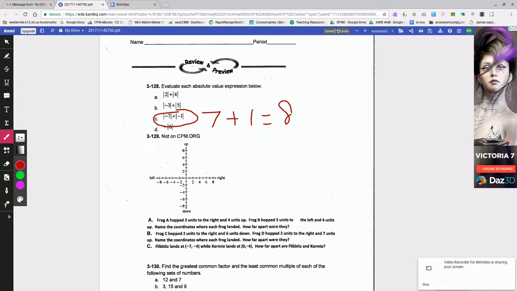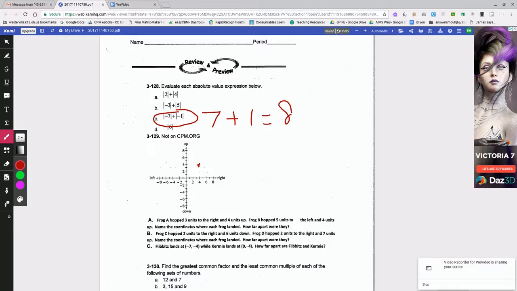Now, again, the next question here, just follow the directions. You can mark frog A, frog B, frog C, frog D. And we have this Fibbits and Kermi. So just to take you through one, if frog A jumped 3 units to the right and 4 units up, I'd move over 3 to the right. So 1, 2, 3, which is between the 2 and the 4. And then I'd move 4 units up. That's the closest I can get with my finger there.